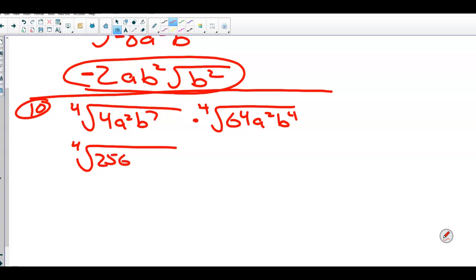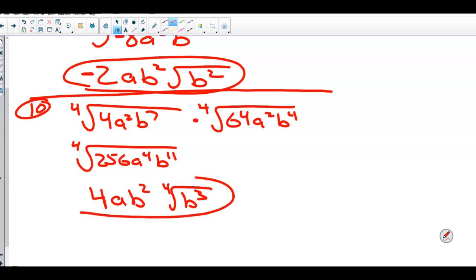4th root 256, a to the 4th, b to the 11th. Same base, you're adding exponents. The 4th root of 256 is simply 4. 4 divided by 4 is 1. 11 divided by 4 is 2, remainder 3. So it's b squared, 4th root of b cubed. And there's our answer.